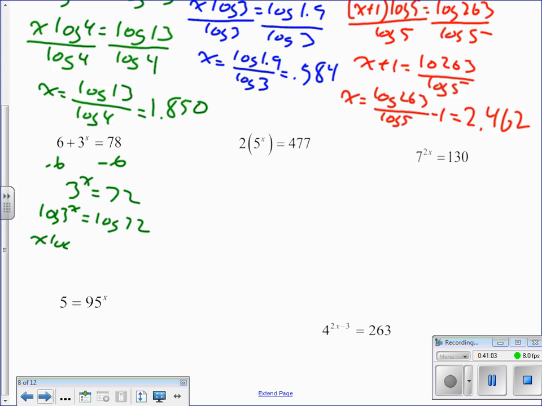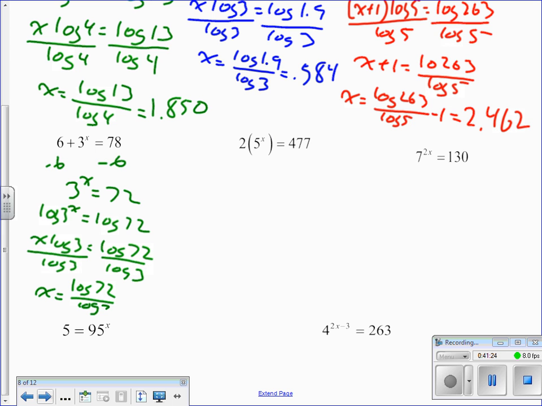X log 3 is equal to the log of 72. Divide both sides by the log of 3. X equals the log of 72 divided by the log of 3, which is, well, I don't know, some number about 4 or 5, I guess. No, less than that. 3.893.